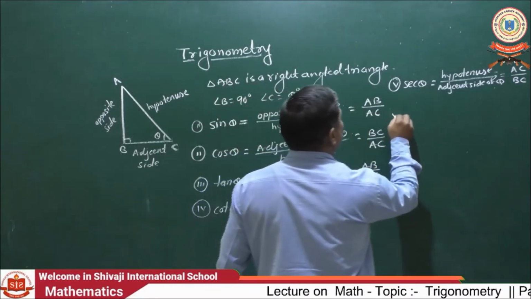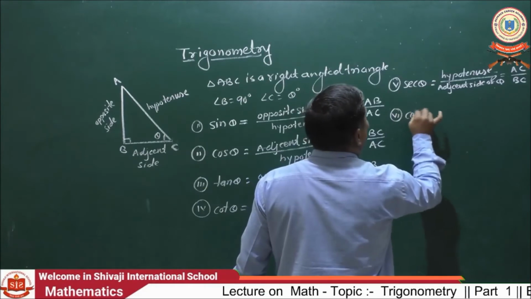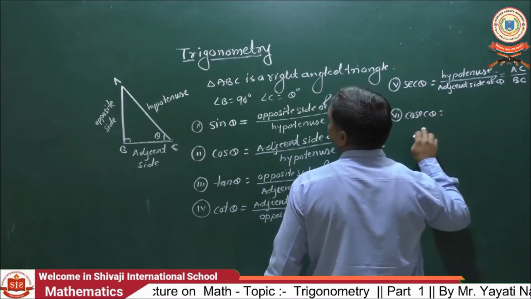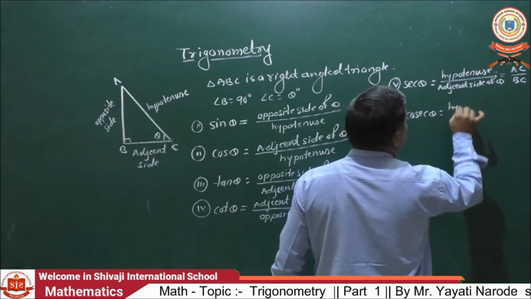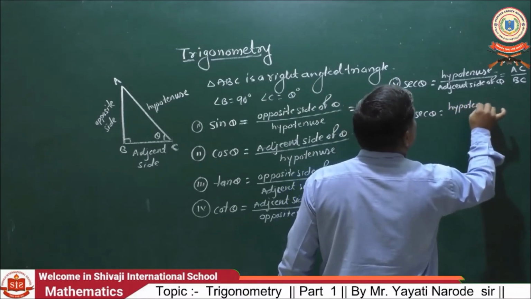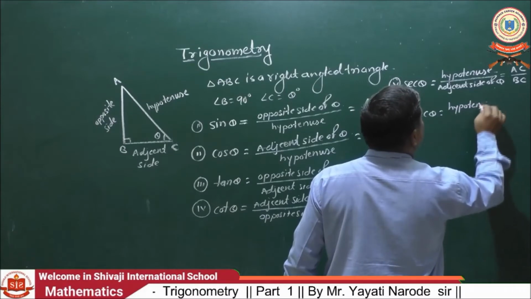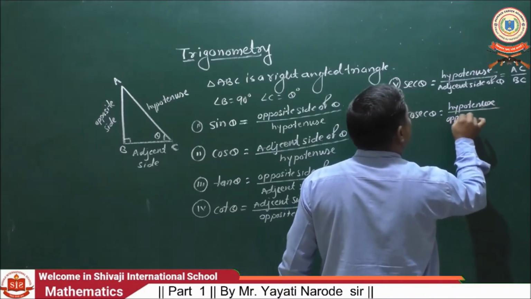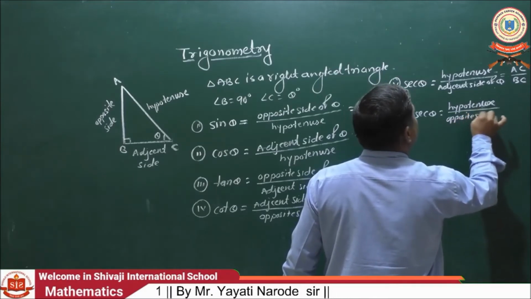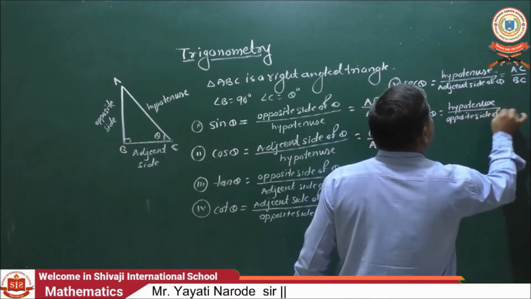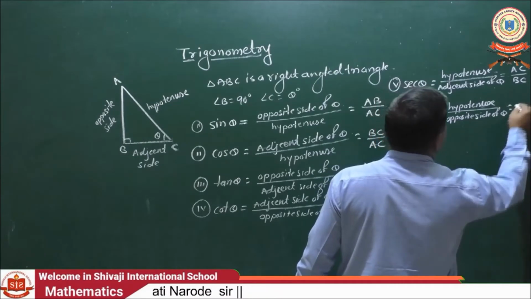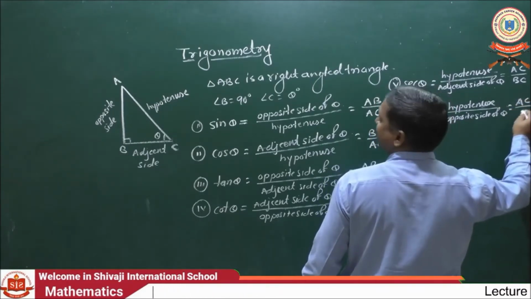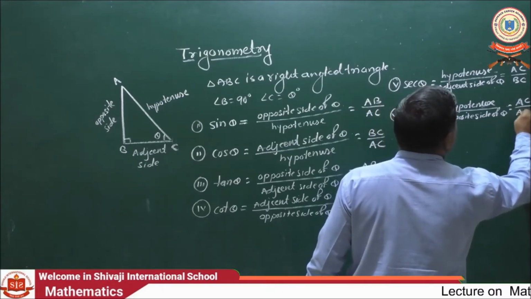Then the last one is cosec theta. Cosec theta is the reciprocal of sin theta. Therefore it is equal to hypotenuse upon opposite side of theta. Here the hypotenuse is AC and the opposite side of theta is AB. So AC upon AB.